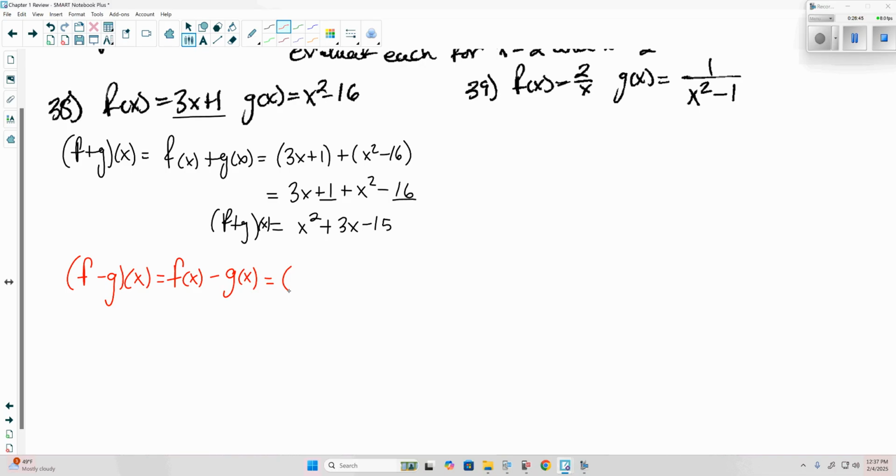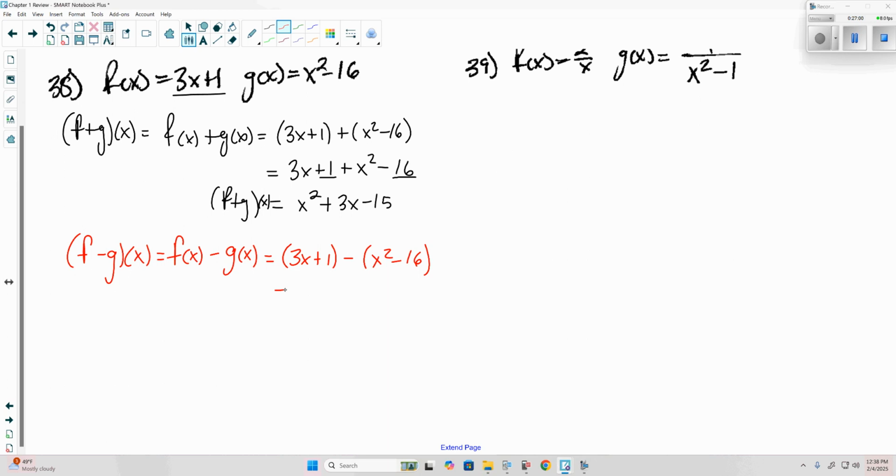Questions on how we added the two together. Subtracting is going to be similar, but instead of adding them, we're going to subtract them. So the first set, 3x plus 1, is going to be the same. And we've got to distribute our negative through g of x, so it's going to become negative x squared plus 16.